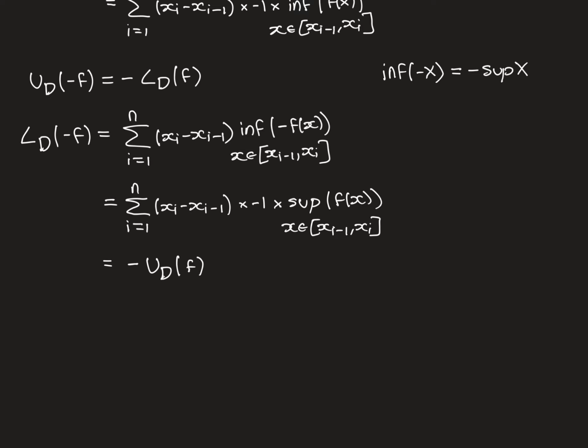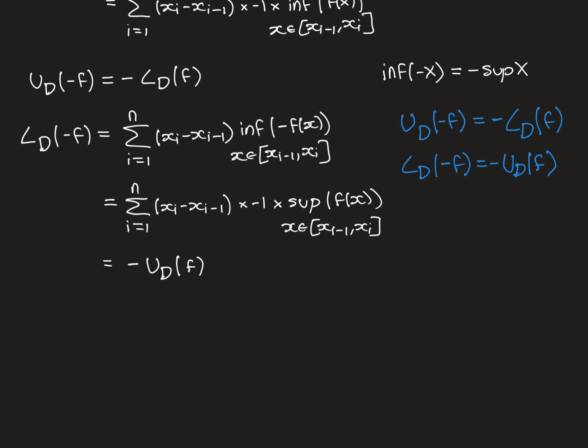So those are the overall two results that we've got. The upper Riemann sum for our function minus f over some dissection is equal to minus. The minus is very important. It's not just equal to the lower Riemann sum. It is equal to minus the lower Riemann sum over that dissection of f, and the lower Riemann sum over that dissection of minus f is equal to minus the upper Riemann sum over that dissection of the original function f.